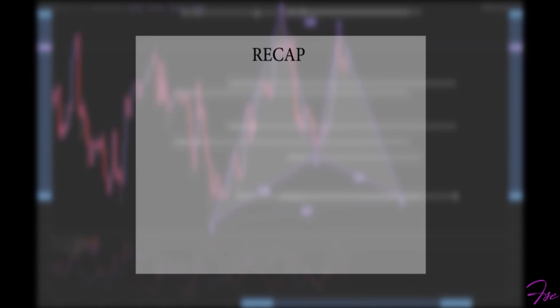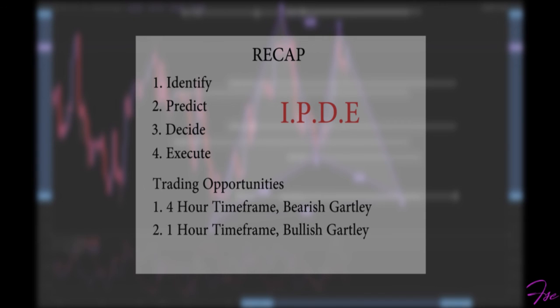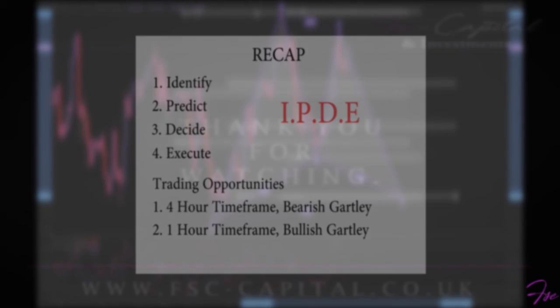So just to recap, step 1 is to identify the market bias. Step 2 is to predict where market is likely to go next. Step 3 is decide how to get involved. So that's where your strategies come into play. And step 4 is execution. Okay, so we have identified 2 trading opportunities. If the market pushes up, we've got a bearish Gartley on the 4 hour. But if the market fails to push up and pushes down on the hourly time frame, we've got a bullish Gartley completing, giving us an opportunity to go long.